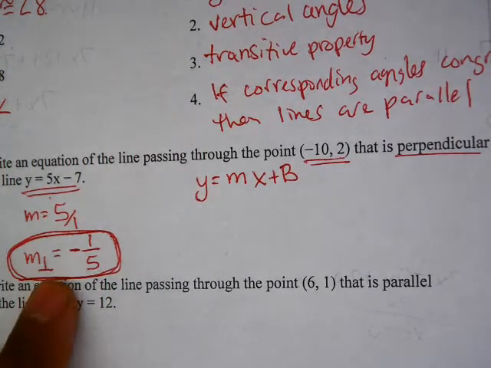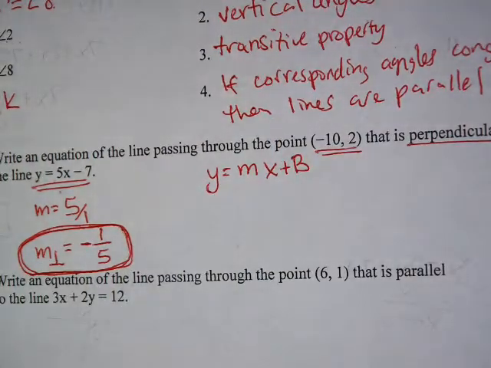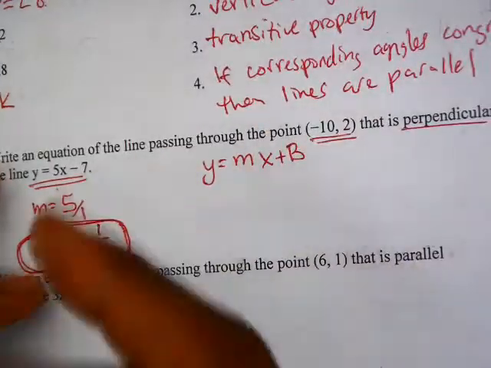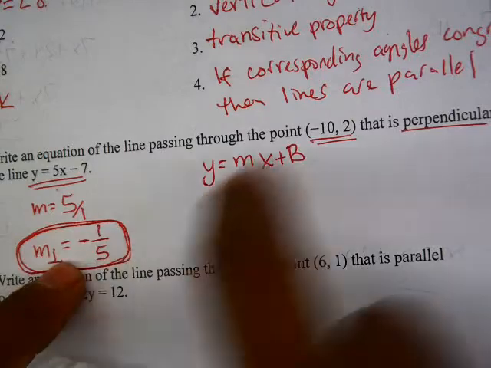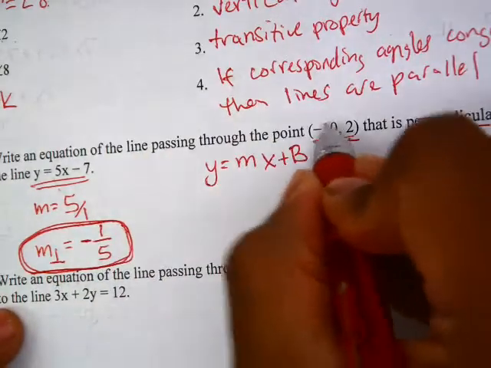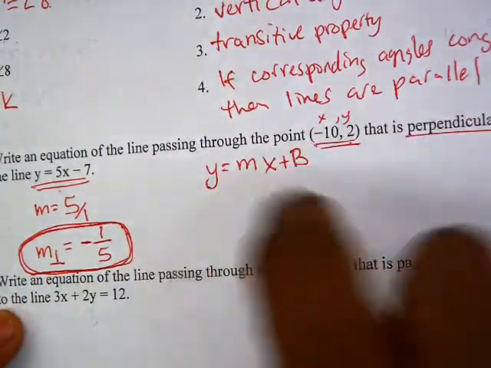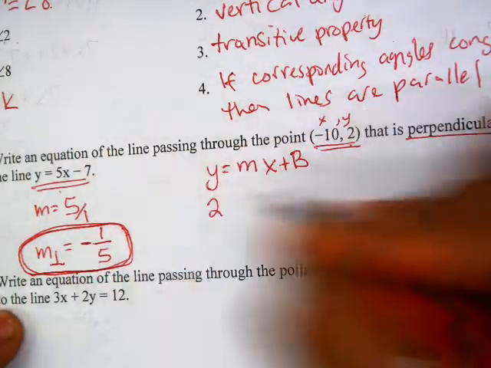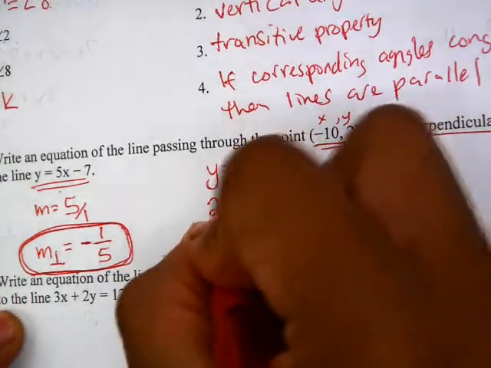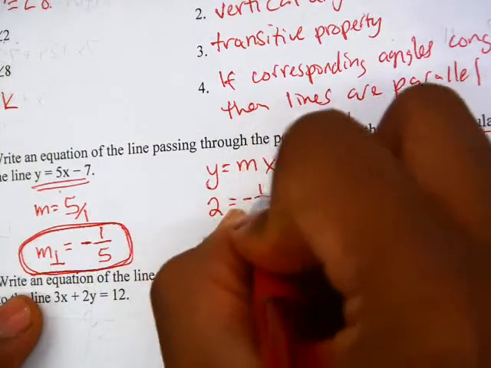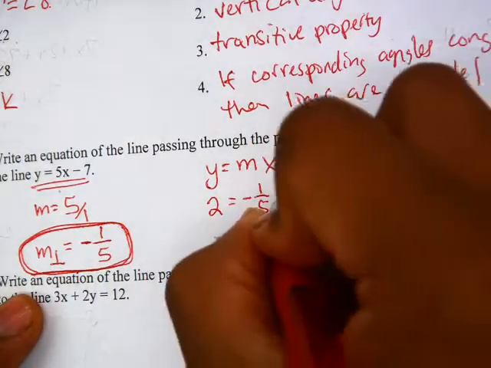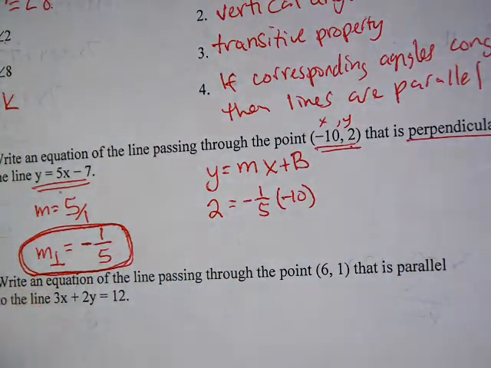Now I need to use that slope and this point to write an equation of a line. Those are the two things on my line. I know they have to have this slope and that point. So I'm going to use this point and plug it into y equals mx plus b. I'm going to plug in 2 for y. The m I just calculated was negative 1/5. The x is negative 10. And the b for the new line I'm writing, I don't know.